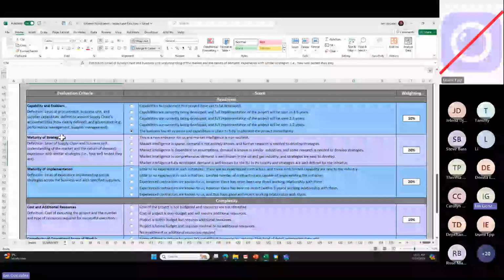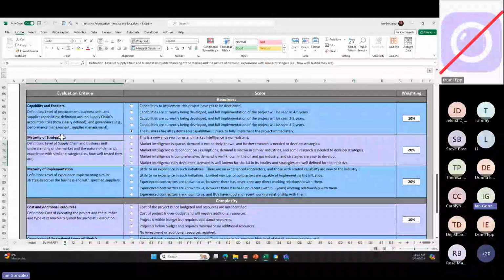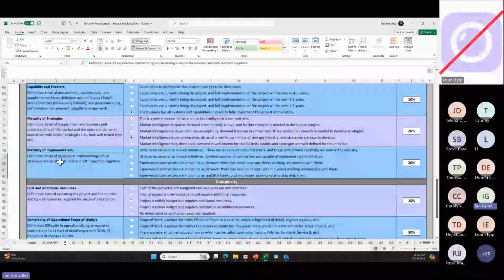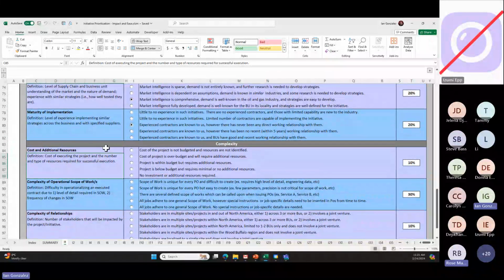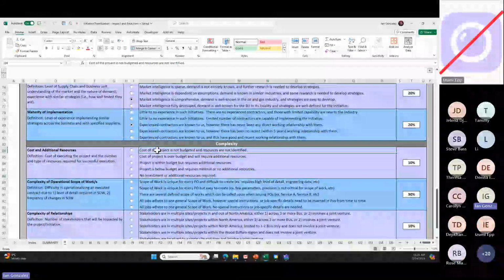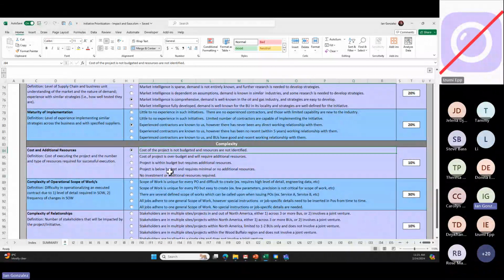Okay, maturity of strategies. Do you have your category strategies? Have you done sourcing strategies before? So select that. Maturity implementation. Let's make some checks here. Cost and additional resources. Okay, the project, there's no investment required, or the cost of the project is not budgeted and resources are not identified. Let's click that one for a change.